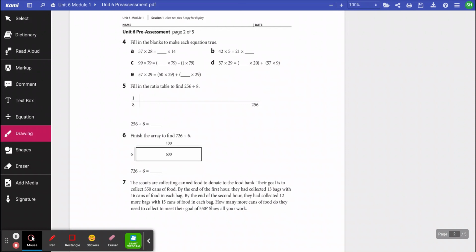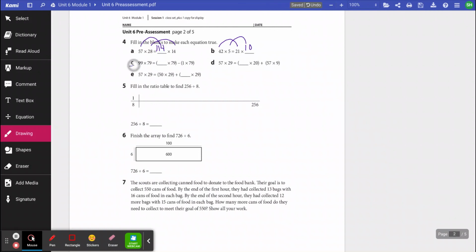So they did the doubling and halving strategy on A. They basically halved 28 to get to 14. And so then because they halved that one, you're going to double the other one. So double 57 would be 114. And then on B, what strategy do they do here? They also did the doubling and halving strategy. So they halved 42 to 21, and so then they double this one. 5 doubled is 10.